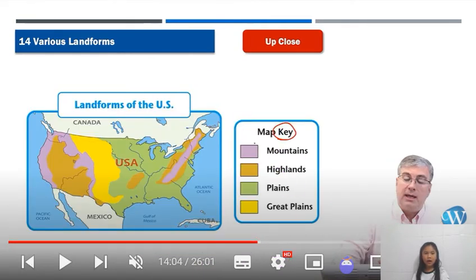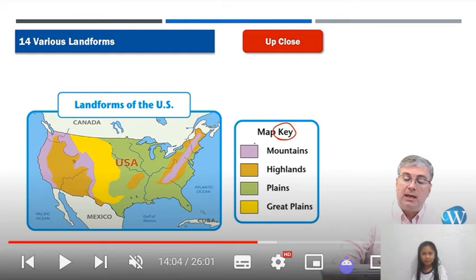Well, coming to our next chart, landforms of the U.S. Well, map, you remember, a map key gives some ideas or information about those places, right? Let's look at our map here. What do we have? The purple parts are mountains. Highlands are brown. Plains are, of course, green. And great plains, those very, very big plains, are yellow. Okay, let's see. Mountains, highlands, plains, and great plains.